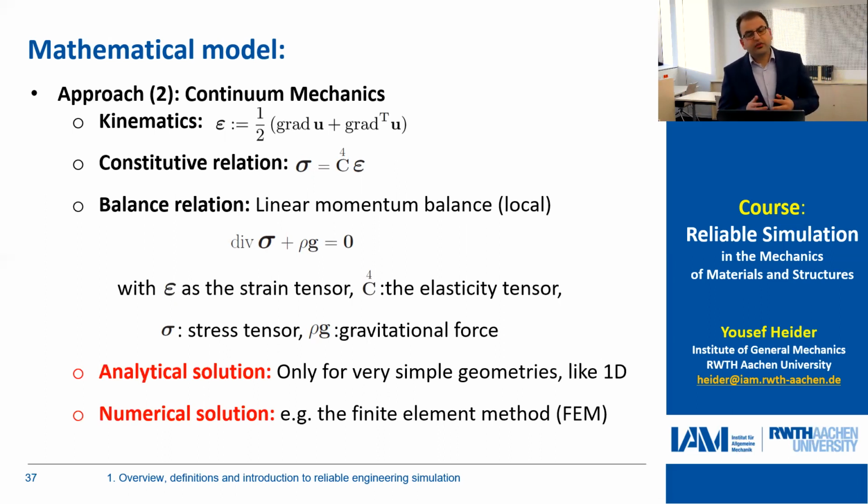So an analytical solution would be possible in space if we have a very simple geometry, or if we have a one-dimensional case. However, it's almost impossible for a real problem to go for an analytical solution. Sometimes we apply an analytical solution just to verify our code for simple cases. But for real problems, we have to go for a numerical solution, and this leads us, for instance, to the finite element method.